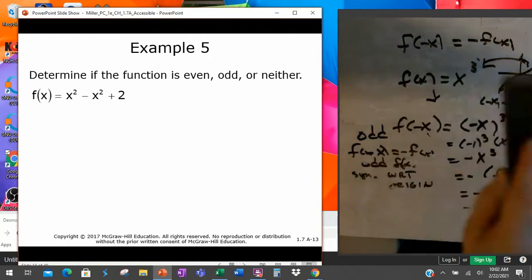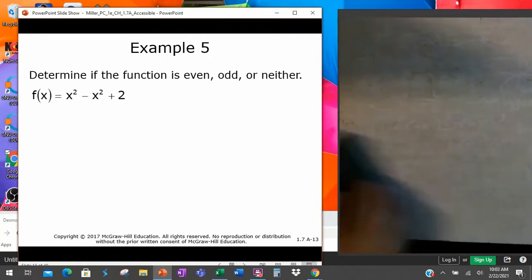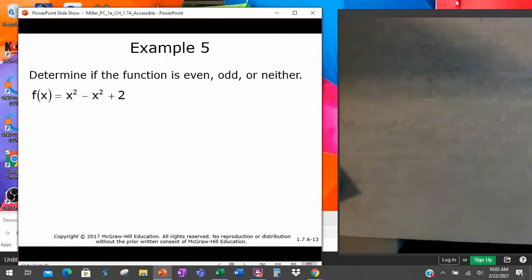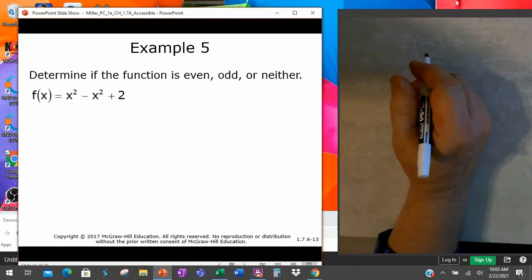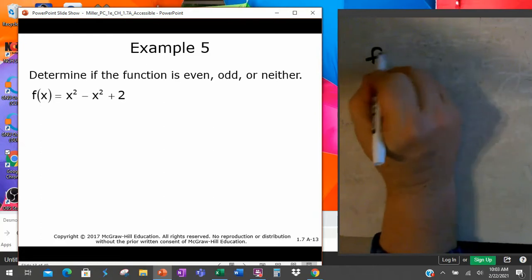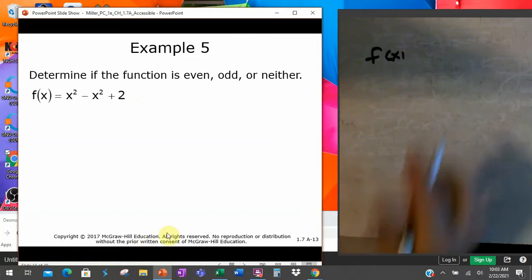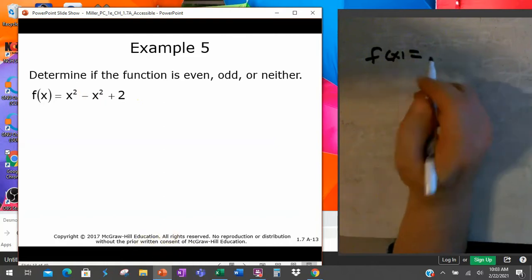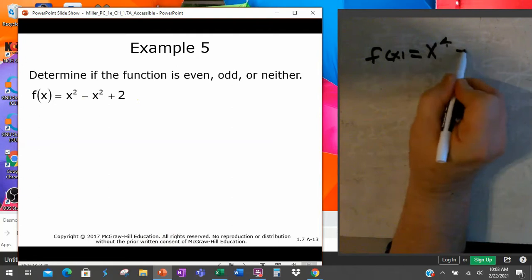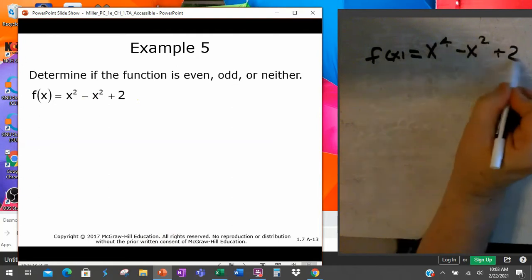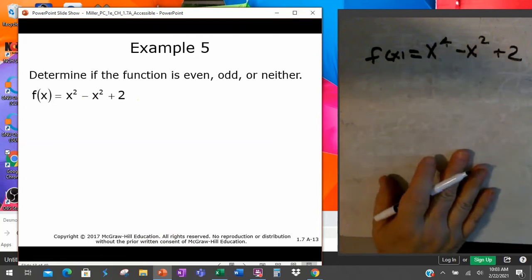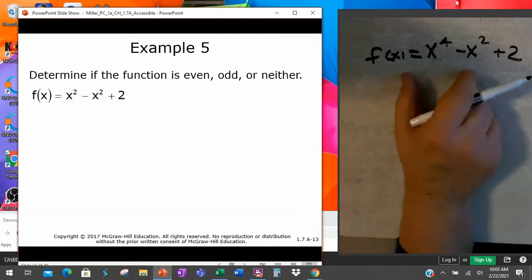So let's kind of look. It doesn't have to be either one of these things. This is kind of a strange one, so let me do another one, because this is like x squared minus x squared plus 2. I don't know where they come up with that stuff. Notice that that's from the publisher. But let's go x to the 4th minus x squared plus 2. This makes more sense. So I've got two different powers. I can't combine them.